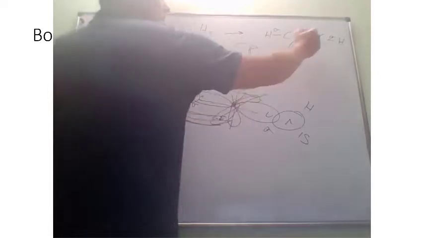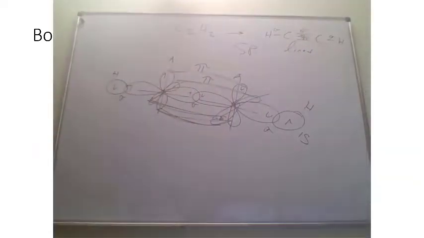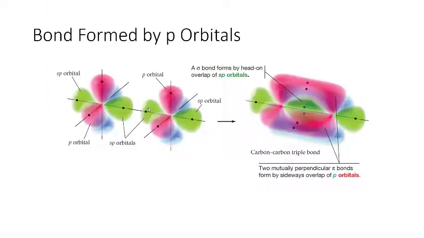And the third bond is going to be another pi bond. So a triple bond consists of one sigma bond and two individual pi bonds. Okay?